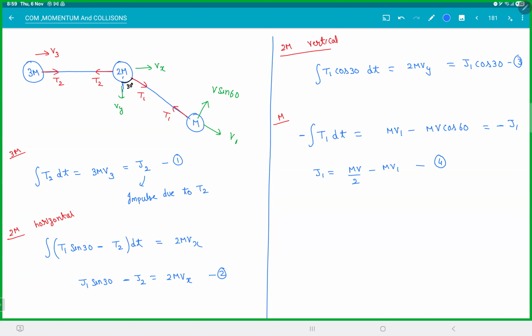This is equation 4. Totally, how many variables are there? J1, J2, v1, vx, vy, v3. We have 6 variables now, because we took T1, T2 also. So I need a total of 6 equations. I got 4. Where will I get 2 more from? These all are just change in momentum. Impulse is equal to change in momentum. Force into time is change in momentum. How much is the time? I don't know. How much is the force? I don't know. So J1, J2 are unknowns. We still need 2 more equations because there are 6 variables.